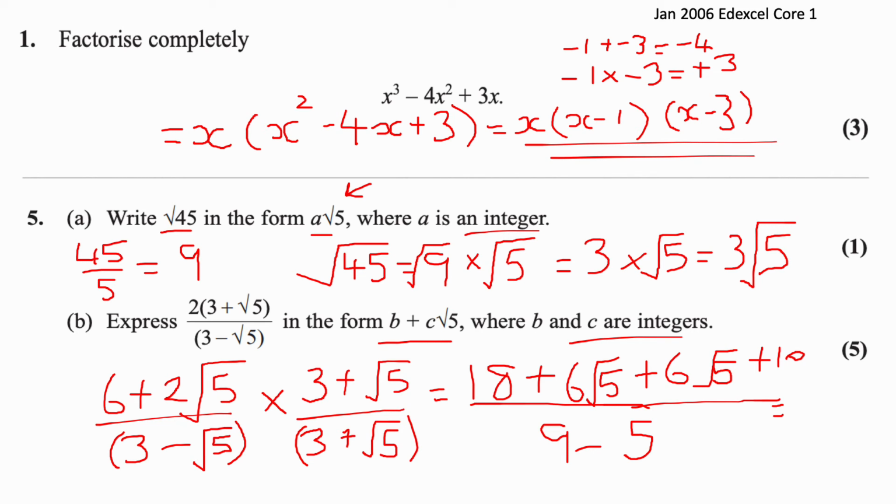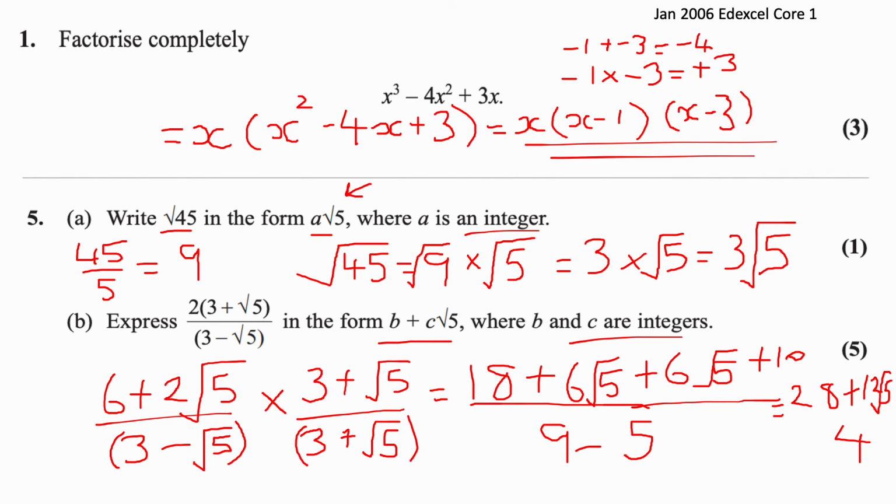So 3 times 3 is 9, 3 times positive root 5 is positive 3 root 5, then I get the minus 3 root 5, so that just goes to 0, minus root 5 times positive root 5 is minus root 25, which just goes to minus 5. Collecting like terms, guys, and simplifying this, 18 plus 10 is 28, 6 root 5 plus 6 root 5 goes to 12 root 5, and then I'm going to get 9 minus 5, which is 4.